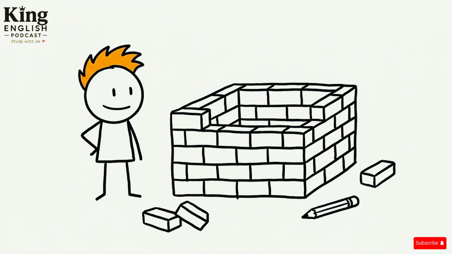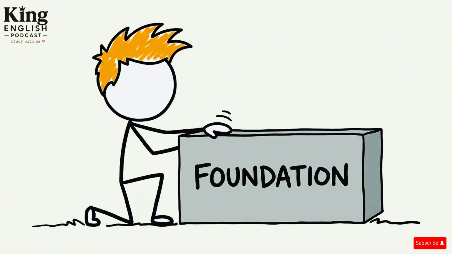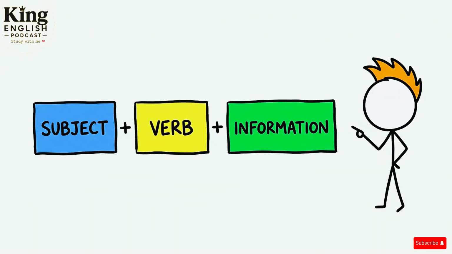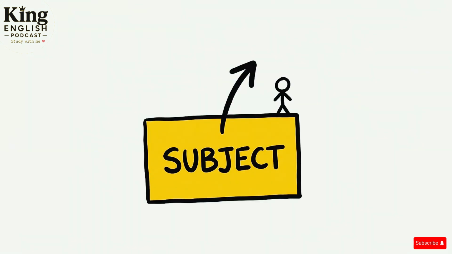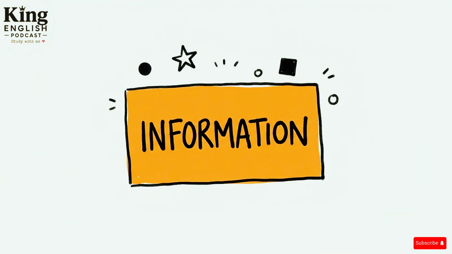Let's get started. Imagine you're building a house. Before adding walls, windows, or a roof, you need a strong foundation. English works exactly the same way. Every sentence begins with one simple structure. Subject plus verb plus information. That's it. Nothing complicated. Let's break it down. The subject tells us who is doing the action. The verb tells us what action happens, and the information gives more details.